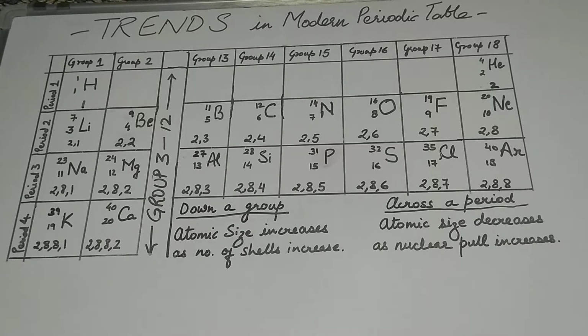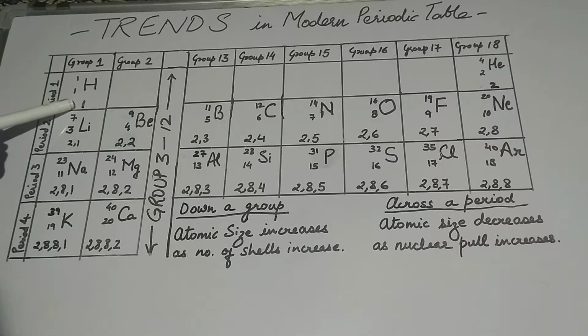Going to the second property, which is the atomic size. Quickly, first we'll discuss in theory. Here we are saying down a group, the atomic size is going to increase because the number of shells are going to increase, right? Let's see in the table.